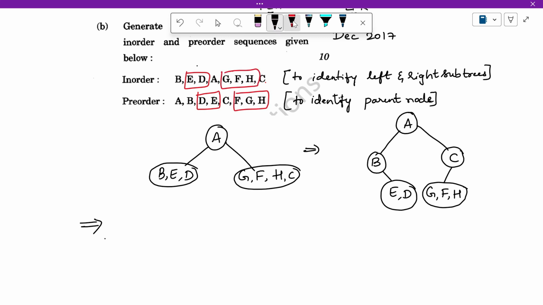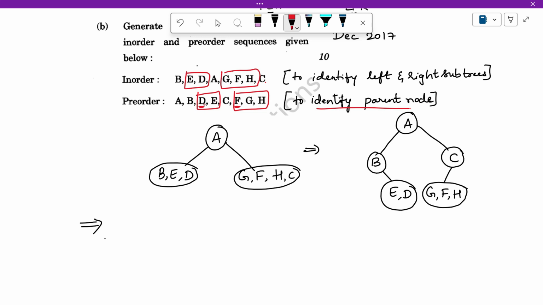Now, what you have to do is first take the pre-order and identify the parent node. Whatever comes first in this, that is the parent node. So in this subtree, the parent node is D. In this subtree, the one that comes first is F. Therefore, the parent node is F. Remember, to identify the parent node, we have to refer to pre-order only, not in-order. In-order is used to identify the left and right subtrees after identifying the parent node.